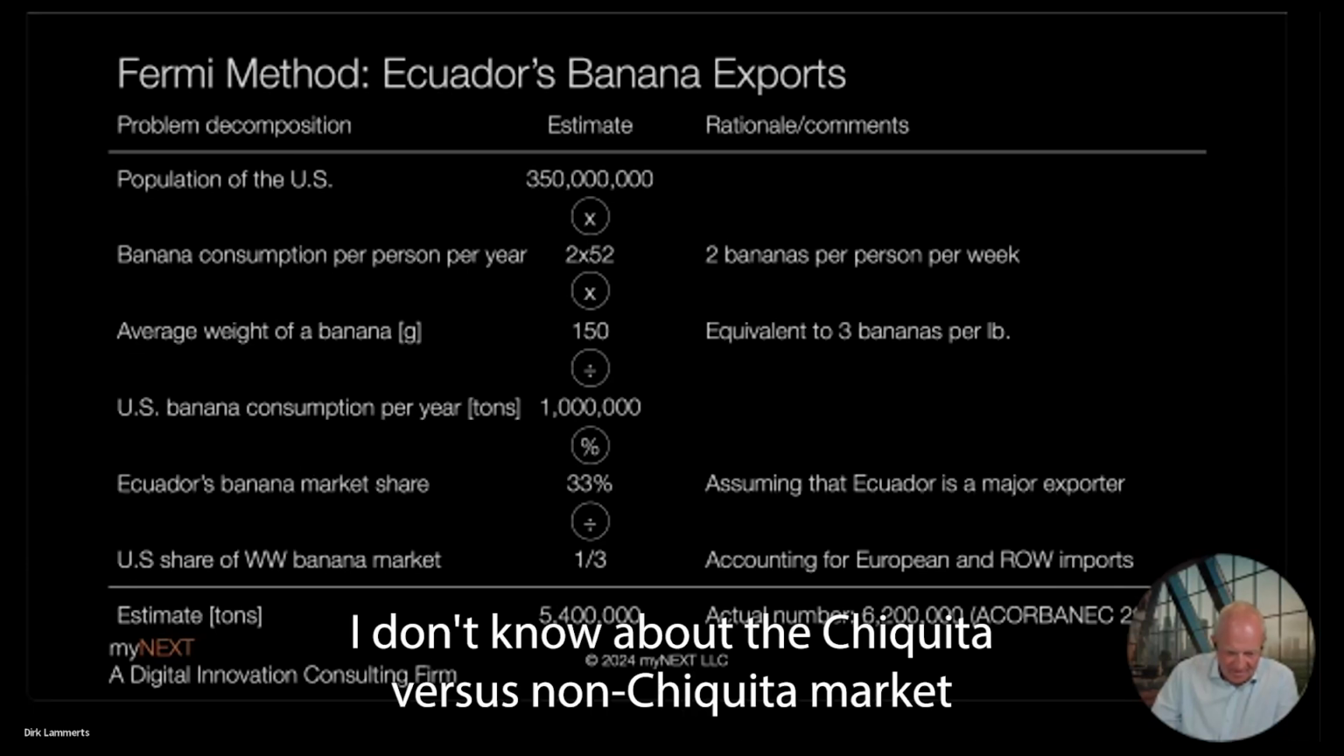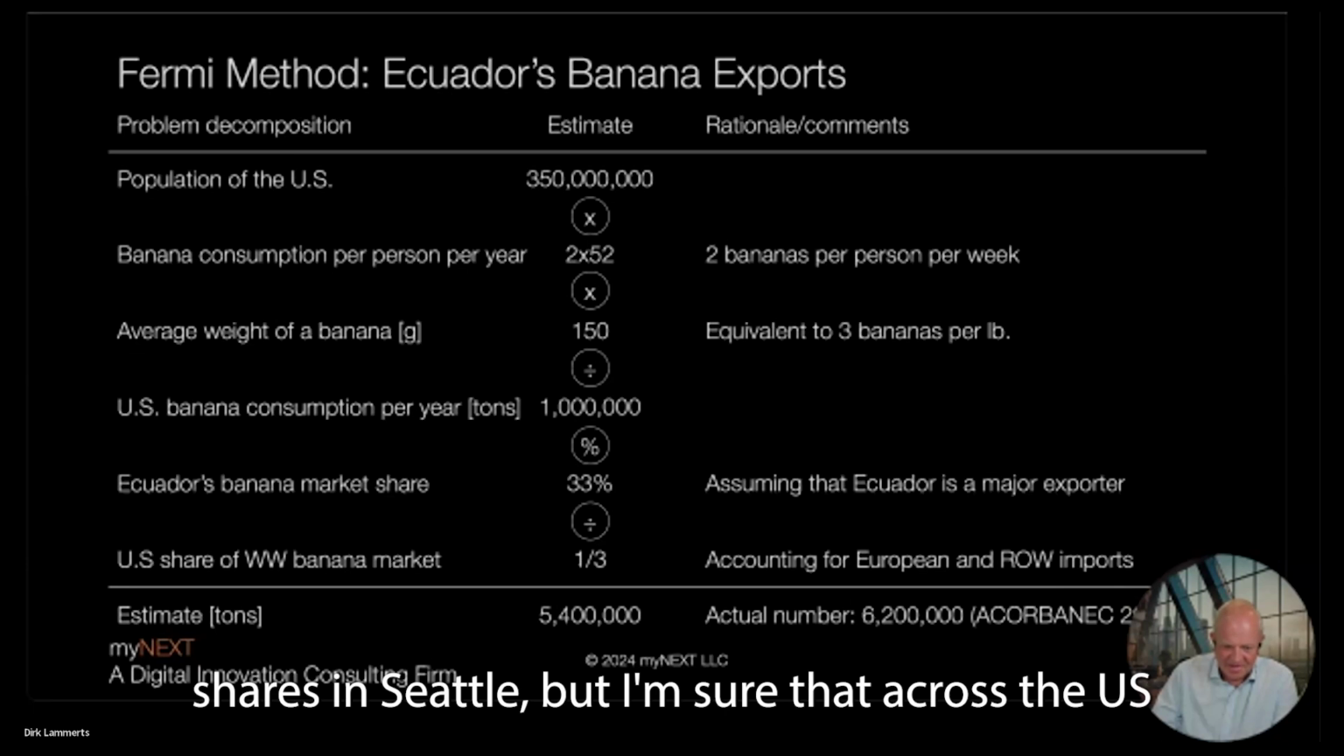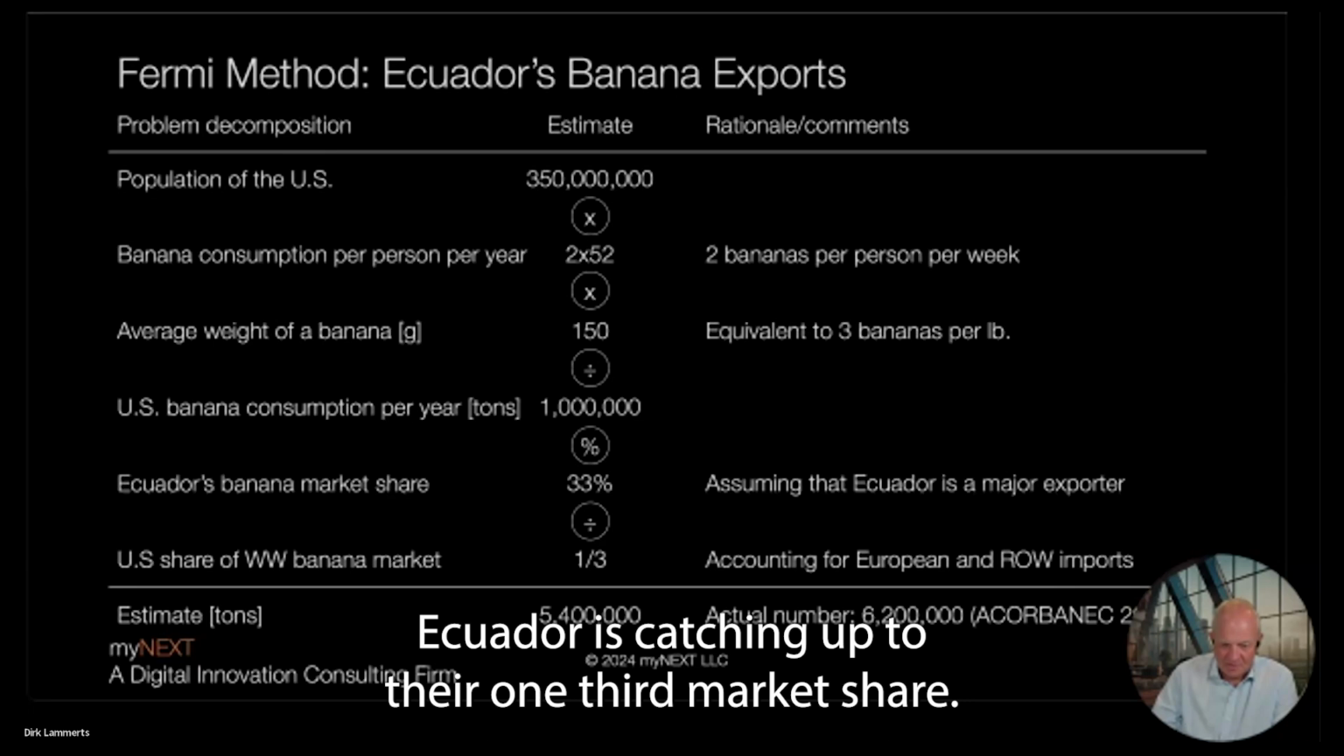Yeah, I don't know about the Chiquita versus non-Chiquita market shares in Seattle, but I'm sure that across the US, Ecuador is catching up to their 1/3 market share.